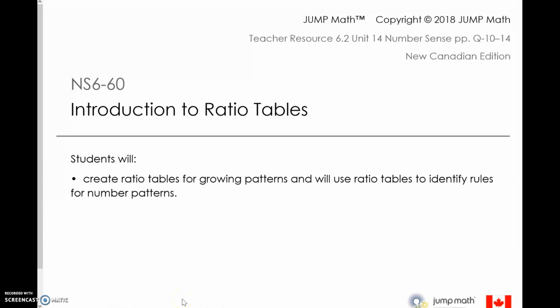In this lesson, you will create ratio tables for growing patterns and will use these tables to identify rules for number patterns.